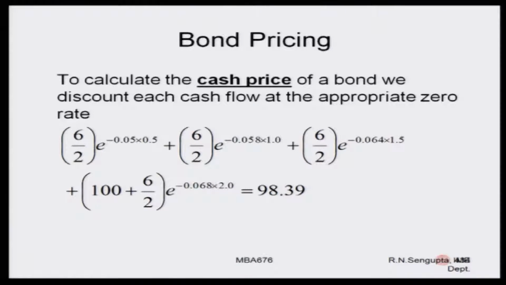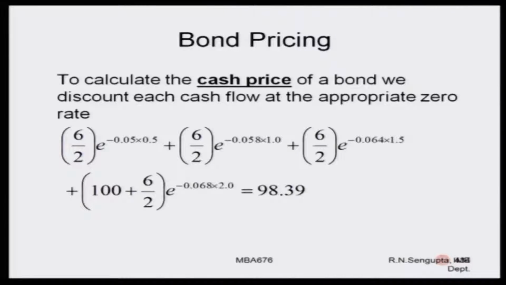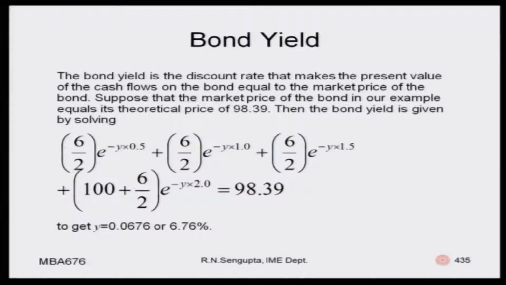And finally, when the total time duration comes, you will get the coupon, which is 6/2, plus you will get the face value. So the total amount of money you get back after 2 years is 100 plus 6/2, but you bring it back to as of today. Now you are utilizing two different things: the time frame is now 2 years and the interest rate is not 6.4 but 6.8. So your actual calculation would have 100 plus 3 in the bracket into e to the power minus 0.068 into 2, and that value comes out to be 98.39.